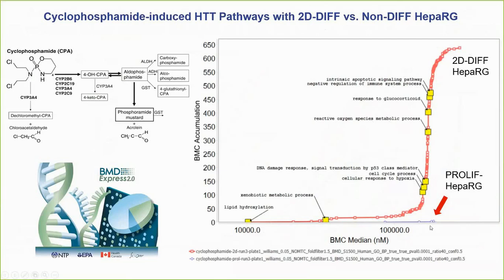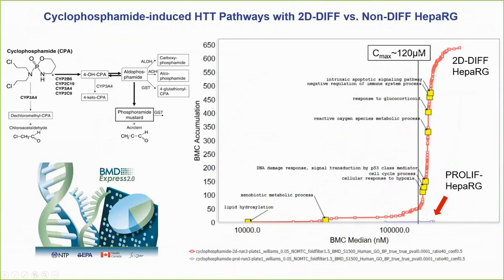But notice that in the proliferated cultures, we had very few pathways observed, and that's consistent with their dramatically reduced metabolic competence. And so we think that a more differentiated model system gives you the ability to mimic metabolically activated processes, but also begin to model a more complex diversity of biological processes that mimic the tissue responses more closely.